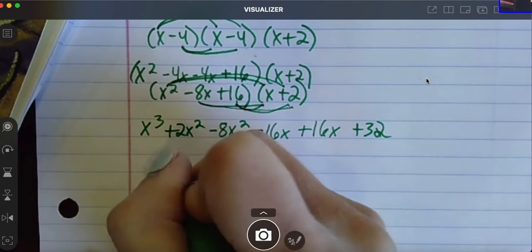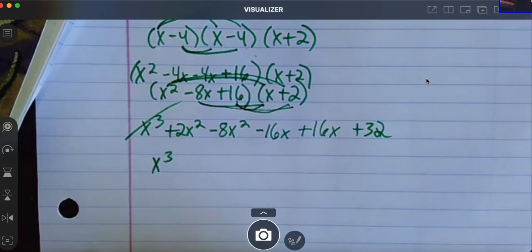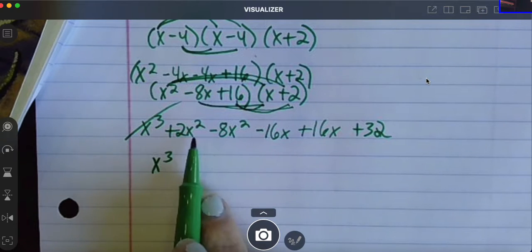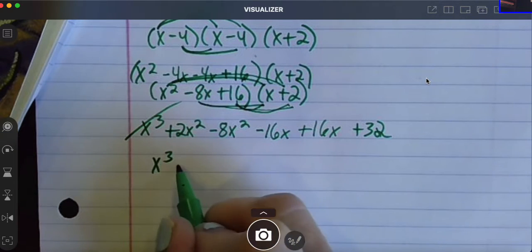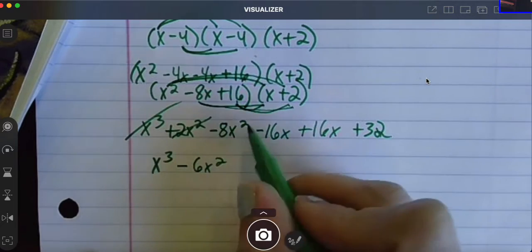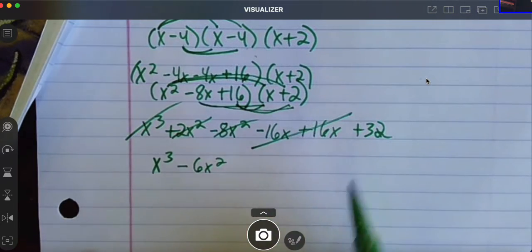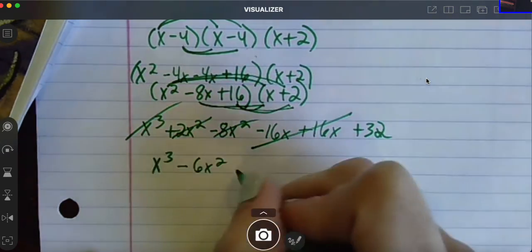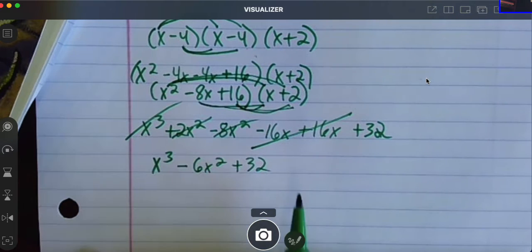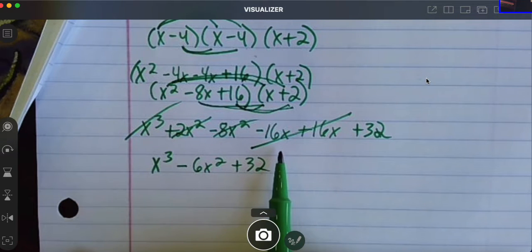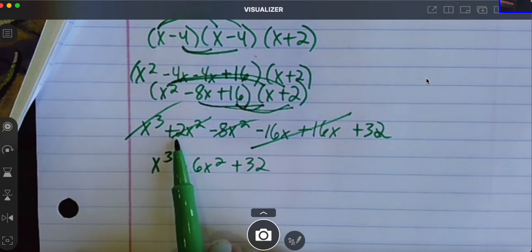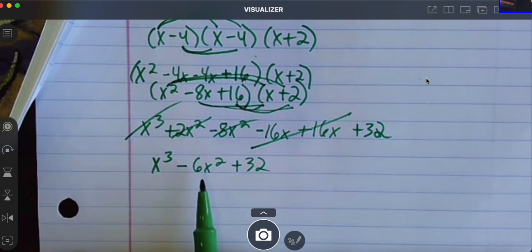Yeah, so I'm going to bring down my x to the third. Oh wait, and this right here as well. What's 2x squared minus 8x squared? Negative 6x squared. So I combine those. Okay, and then I have a 32. Wait, why did you do minus 600? What is 2 minus 8? Oh, okay, negative 6x squared. 2 minus 8 is -6. And that would be my answer on that one.